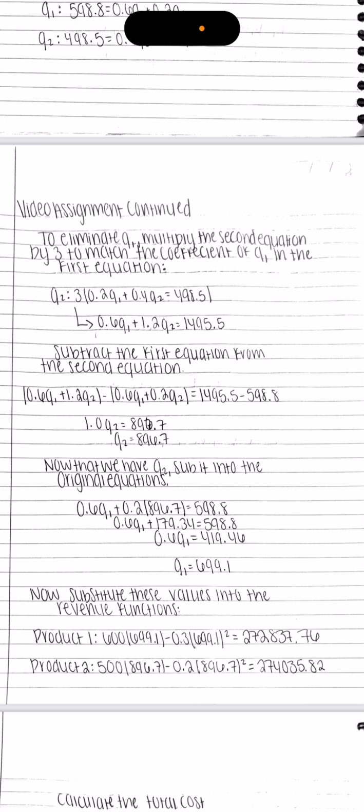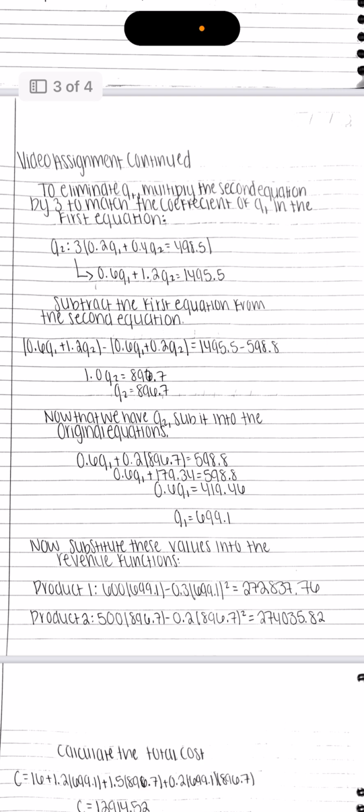Q2 is equal to 896.7, which is a quantity number, not a dollar number. Now that we have Q2, we substitute it into the original equation in order to solve for Q1. You can see the work done below. It's all worked through, and then Q1 is equivalent to 699.1. And then again, these are quantities of the product, not profit or any numbers like that.